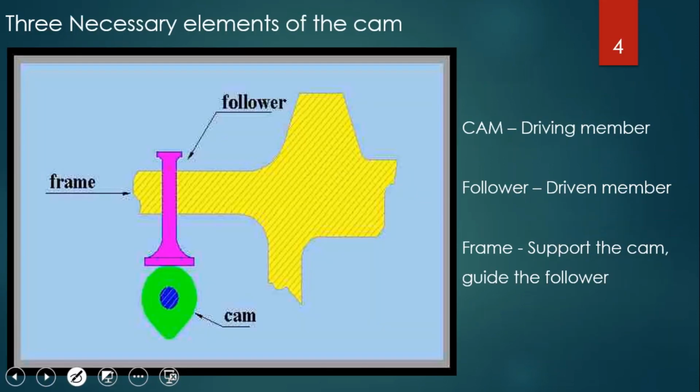And now let us discuss the three necessary elements of the cam. One is the cam, follower and frame, right? These three things are very important in a cam. These are called the three necessary elements, right? So the cam is acting as a driving member and the follower is acting as a driven member. That's why we call it a follower, and the follower follows the cam motions, right? And the frame supports the cam and guides the follower, right?